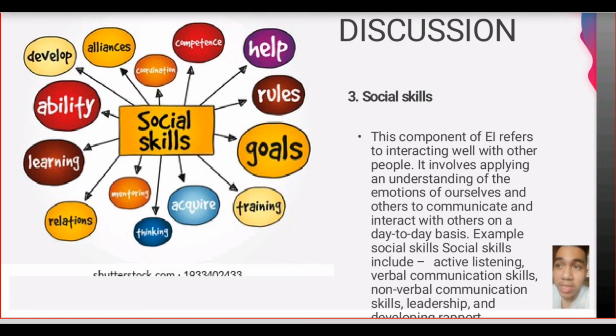This component of EI refers to interacting well with other people. It involves applying an understanding of the emotions of ourselves and others to communicate and interact with others on a day-to-day basis. Examples of social skills include active listening, verbal communication skills, non-verbal communication skills, leadership, and developing rapport.